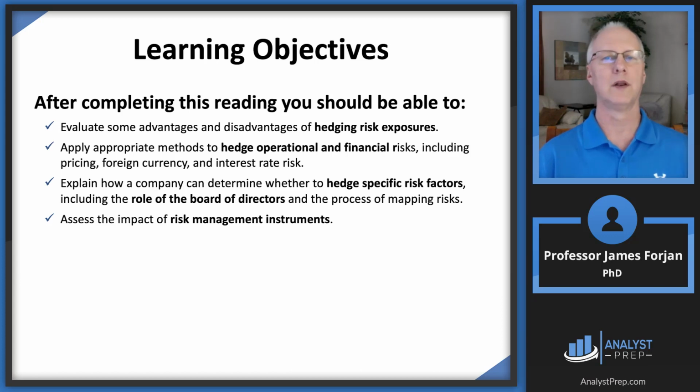So let's go ahead and look at the learning objectives for this particular chapter. After completing this reading, you ought to be able to evaluate the advantages and disadvantages of hedging. You ought to be able to identify and apply the appropriate methods to hedge different kinds of risks. You ought to be able to explain how a company can determine whether to hedge certain factors, including the role of the board of directors in that process. And then, of course, when the process is over, you need to be able to assess the value and the impact of the risk management process and, of course, the securities or the instruments used to manage that risk.